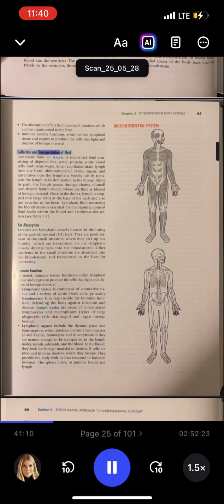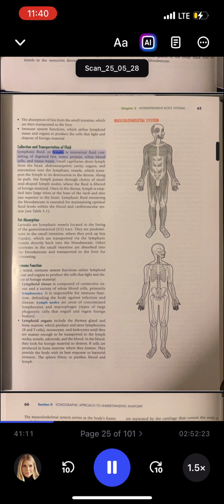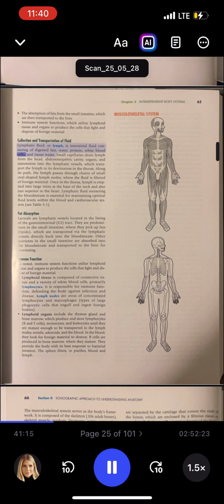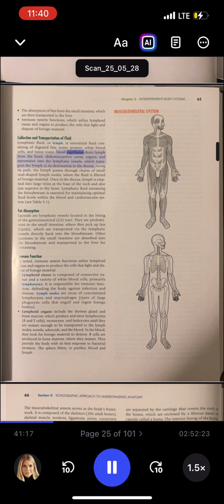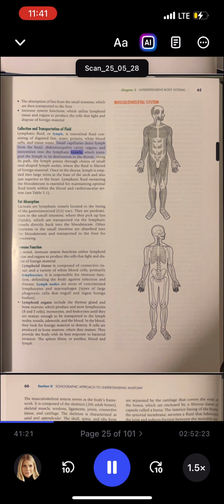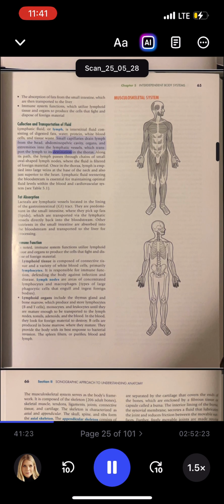Collection and transportation of fluid. Lymphatic fluid, or lymph, is interstitial fluid consisting of digested fats, water, protein, white blood cells, and tissue waste. Small capillaries drain lymph from the head, abdominopelvic cavity, organs, and extremities into the lymphatic vessels, which transport the lymph to its destination in the thorax.